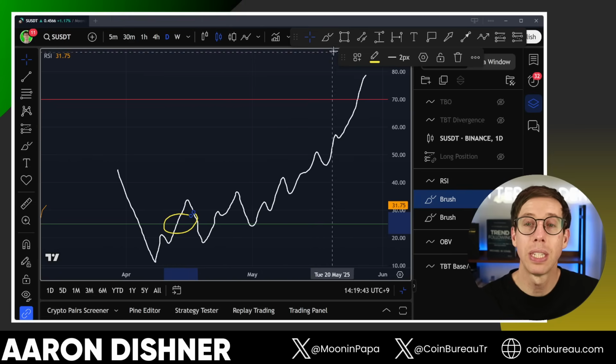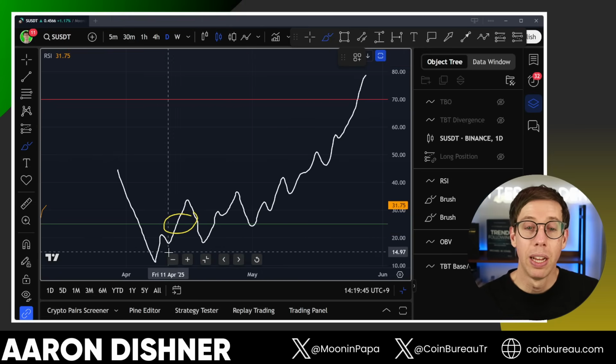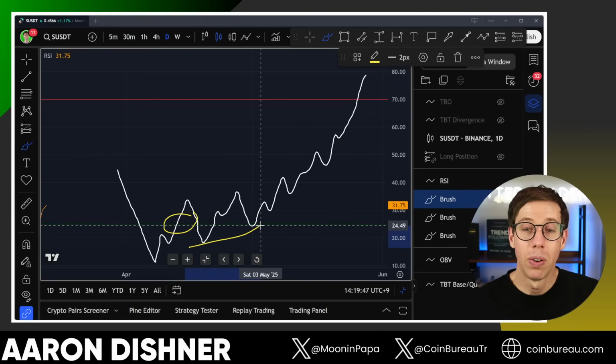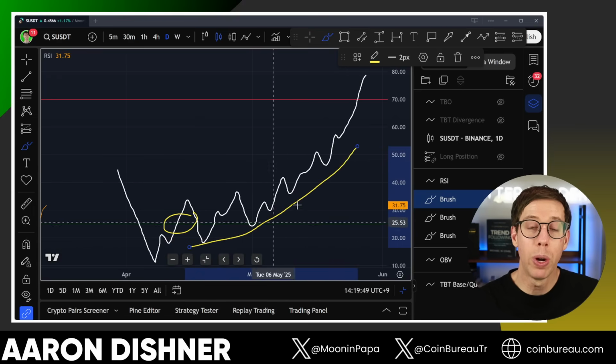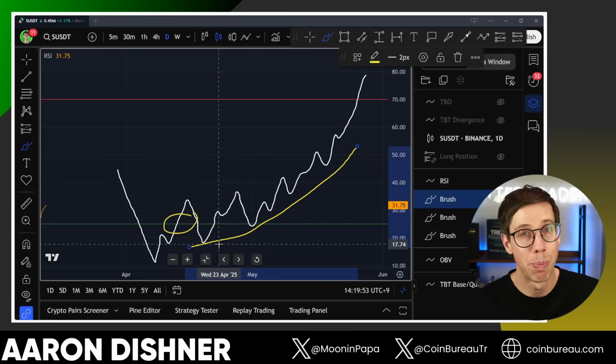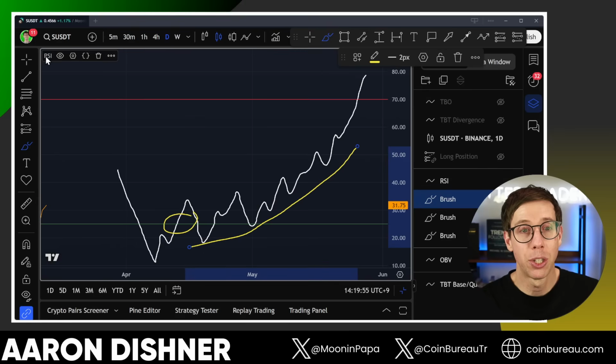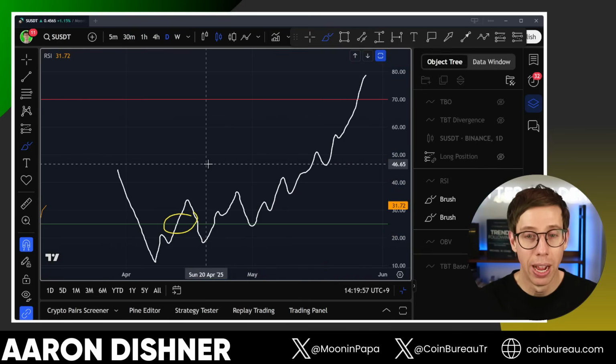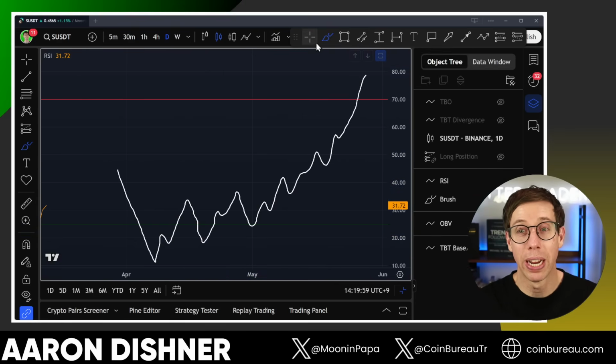Now, when we start to see specifically a higher low, a higher low, a higher low, we want to pay attention to that strength, especially if the price is not moving up yet. That's where RSI shines. Now, I'm giving away a lot of information right now.